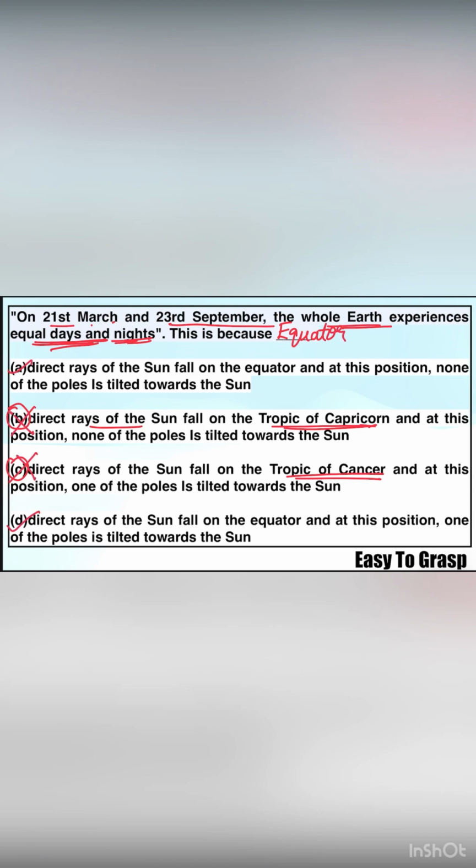Options A and D say direct rays of the sun fall on the equator. Till now both these statements are correct. But let us see the other part of the statement, which says, and at this position none of the poles is tilted towards the sun. This is correct. On equinox you must remember that no pole of the earth is tilted towards the sun. No North Pole, no South Pole, none of the poles is tilted towards the sun. So option number A is the correct answer for this question. You must remember this question, it is very important.